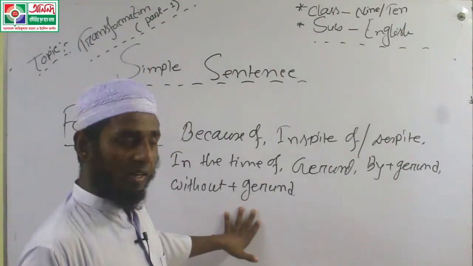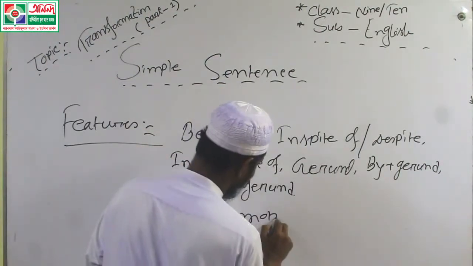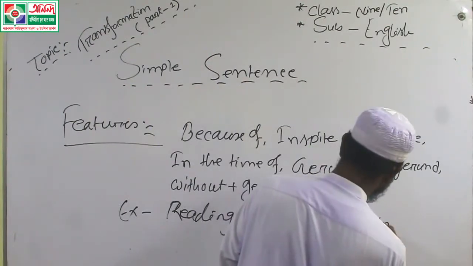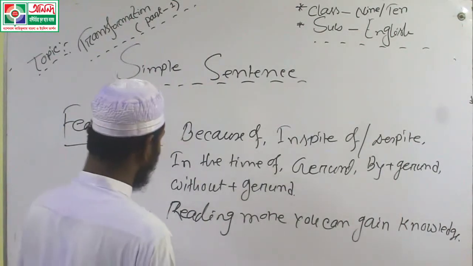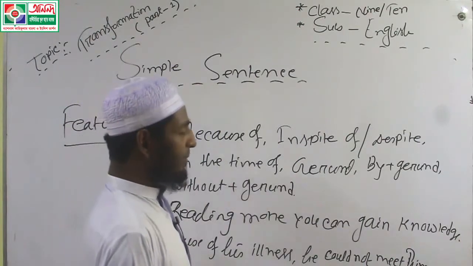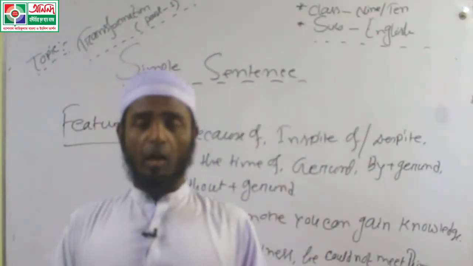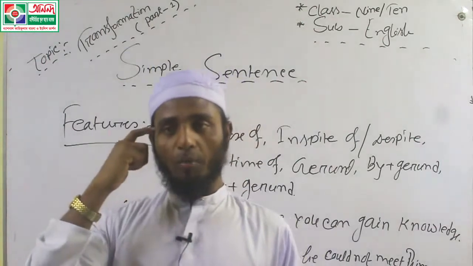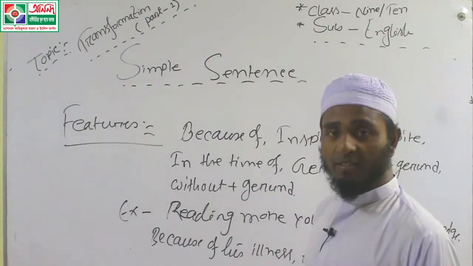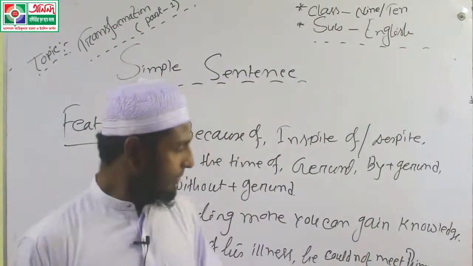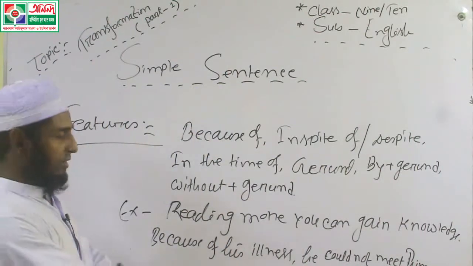When you write a simple sentence, you have to use these features. For example, reading more, you can gain knowledge. Because of his illness, he could not meet him. Illness is a noun. A noun is used in a simple sentence, but in complex and compound sentences you have to use an adjective. In complex and compound sentences you will use an adjective, but in a simple sentence, a noun. Okay, this is a simple sentence.